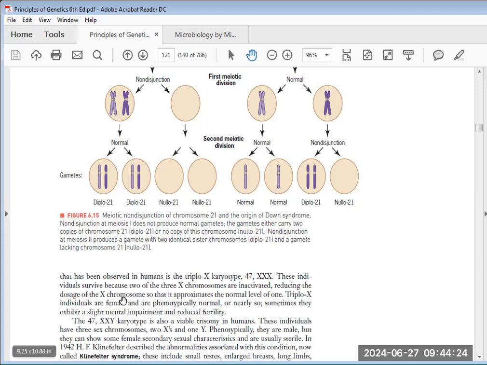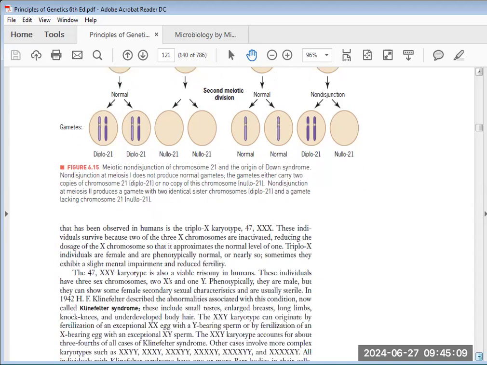Their properties, number one, they are females. They are phenotypically, apparently normal or nearly normal. Sometimes they exhibit a slight mental impairment. In some females, they show less intelligence and reduced fertility. Reduced fertility means chances of producing children is less. And another important point, half of their children may be abnormal.